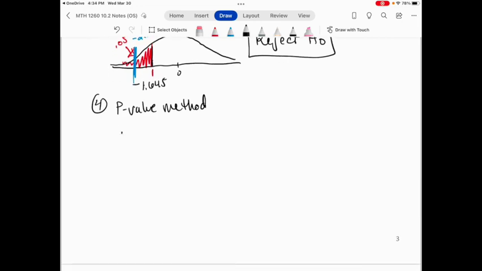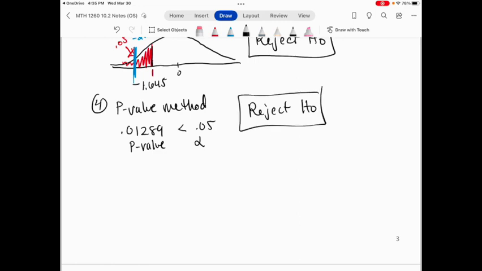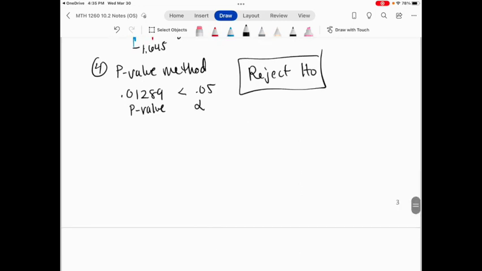Now let's use the p-value method. For the p-value method, on the calculator, we got 0.01289 for our p-value. And that is certainly less than 0.05, which is our alpha. And when our p-value is less than 0.05, we say reject the null hypothesis.